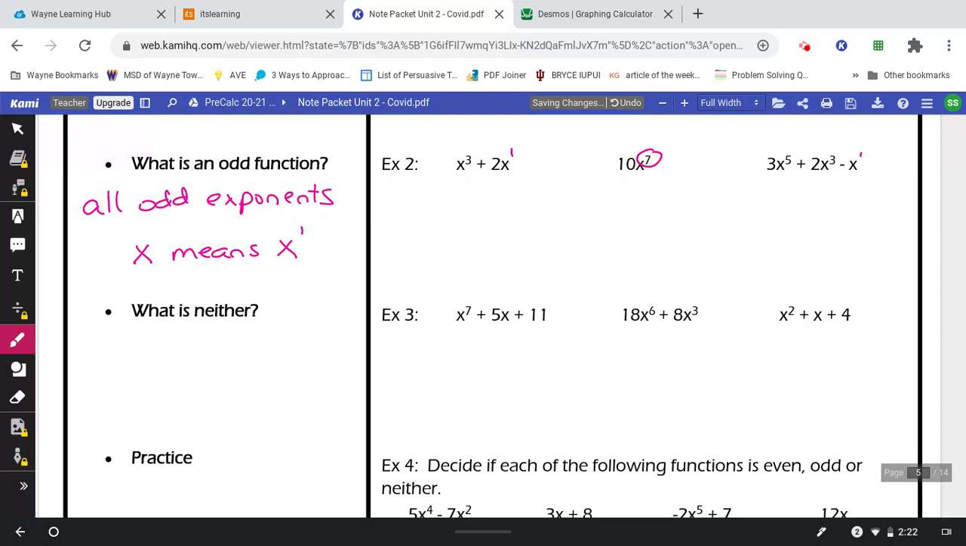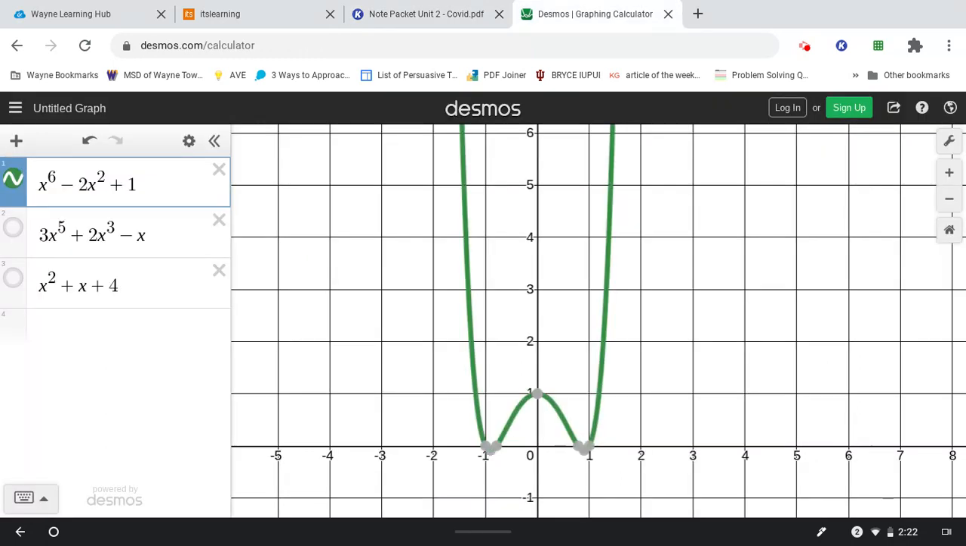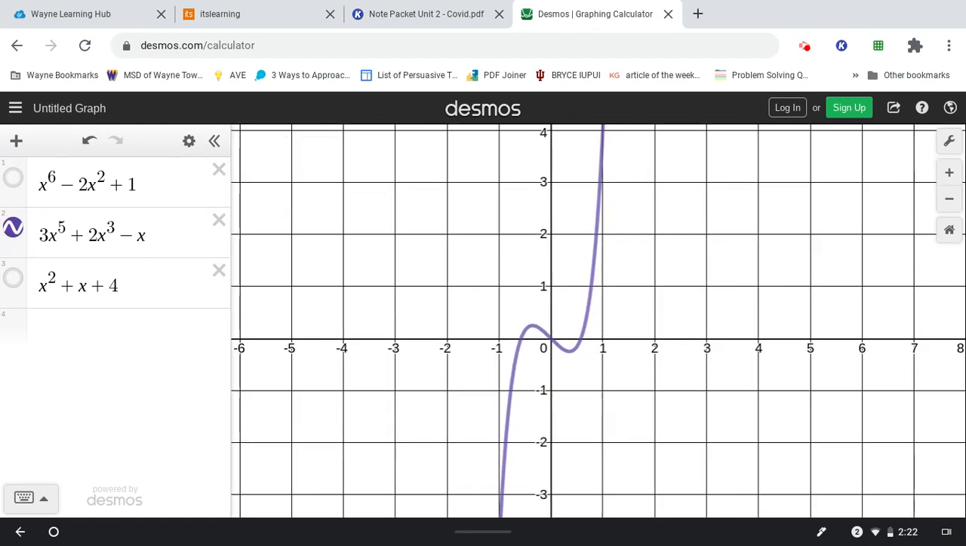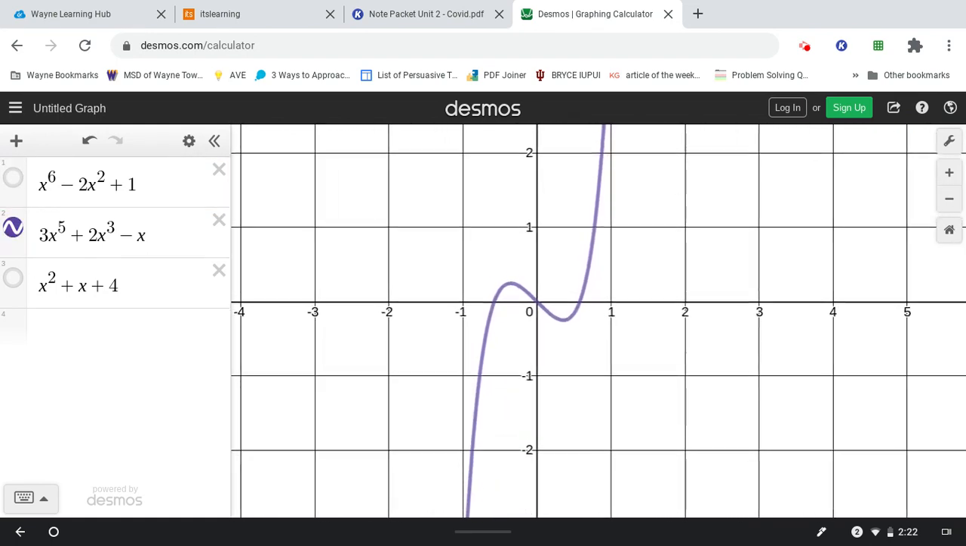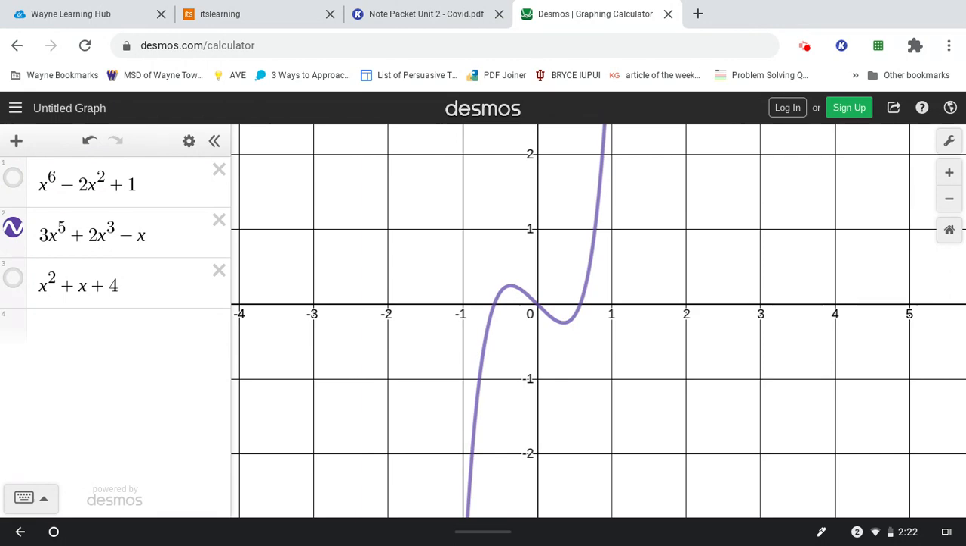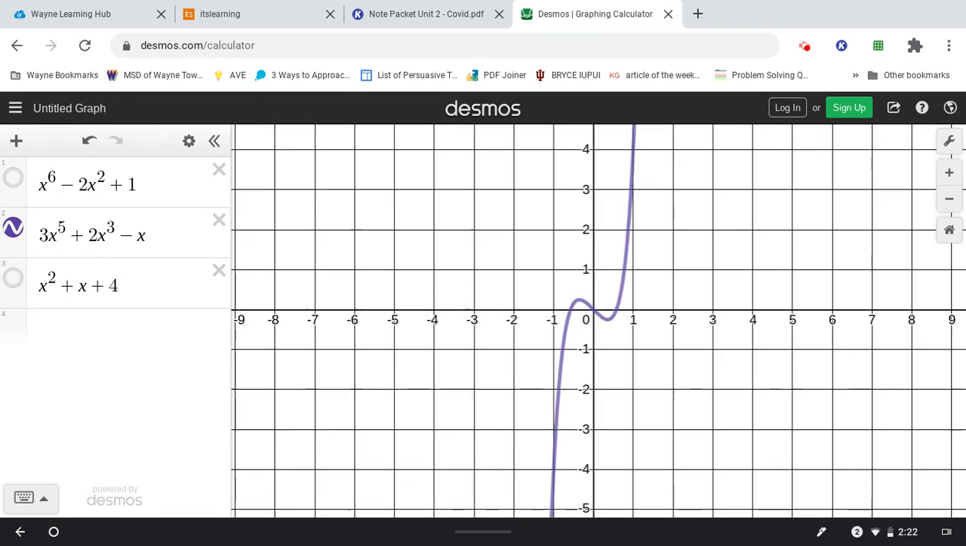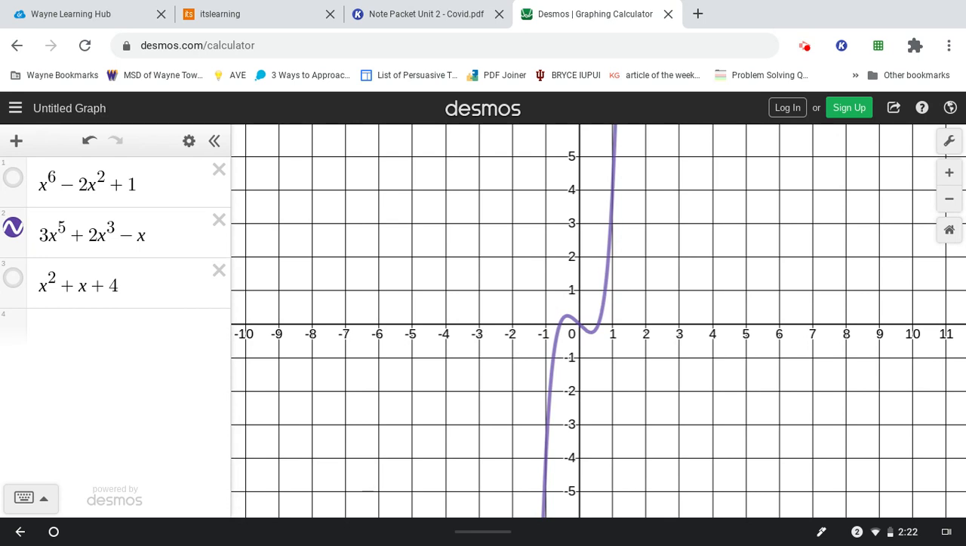That means it's going to be symmetric to the origin. So that's the second one right here. Notice how it's symmetric to the origin. What you have in the top right corner is the same as what you have in the bottom left corner. Same thing happens if you zoom out.